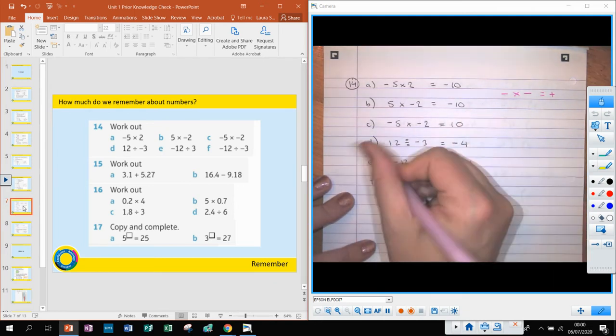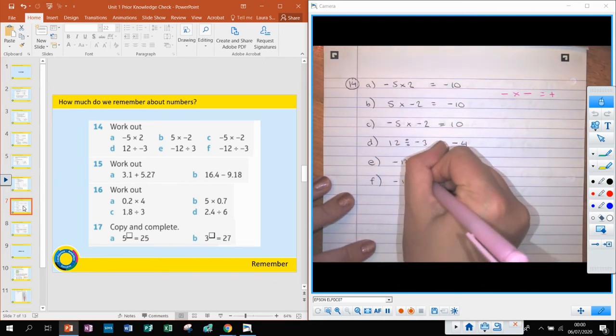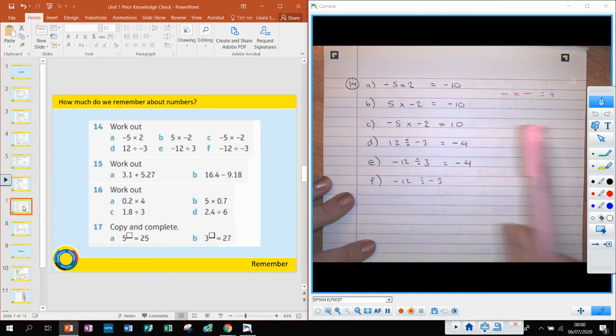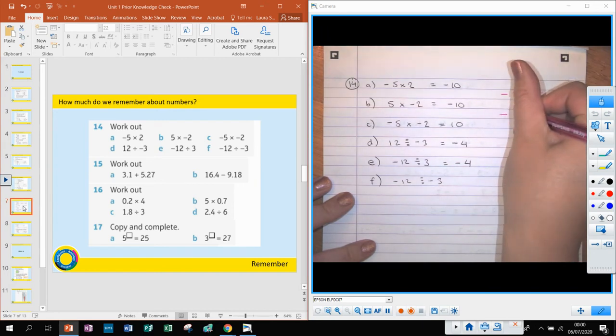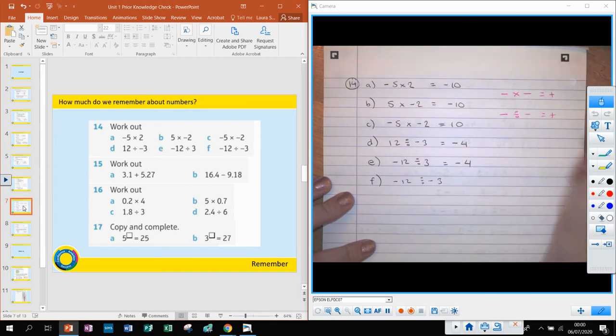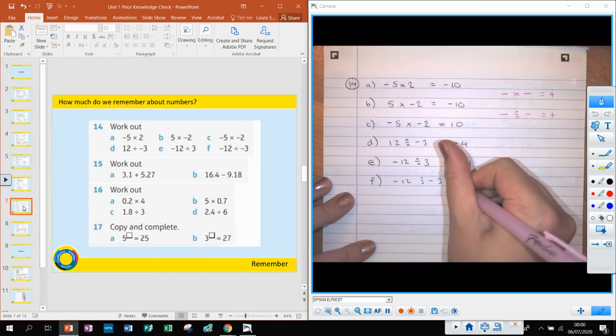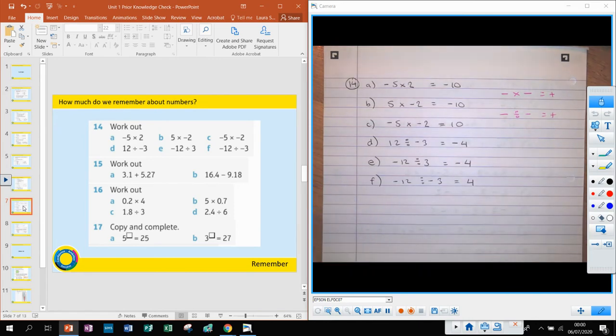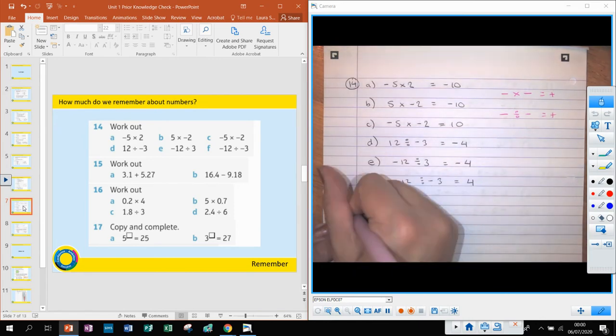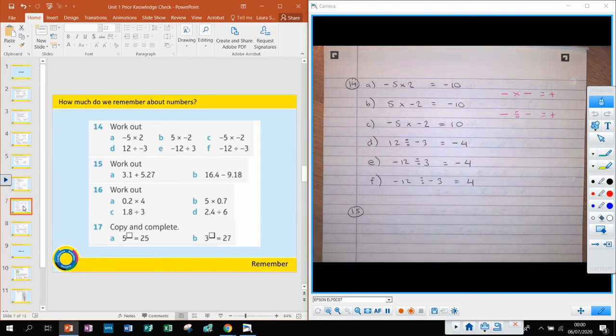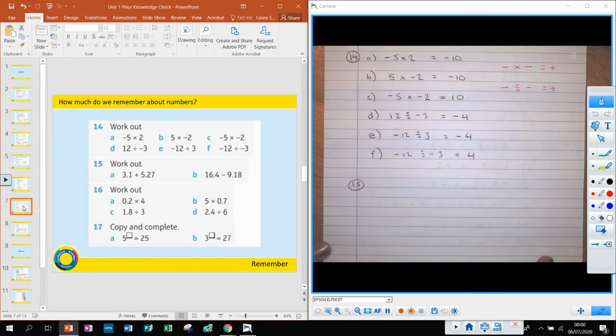And part F, we have negative 12 divided by negative 3. So just like we had a negative times a negative gives you a positive, a negative divided by a negative also gives you a positive. So my answer here is going to be positive 4. All right, well done. Question 15 says, work out these values.